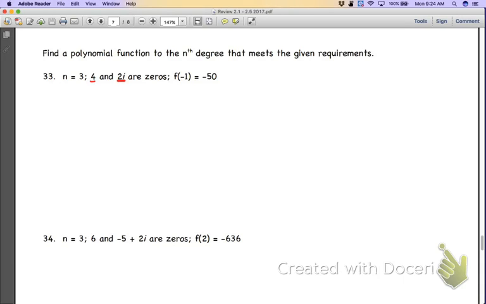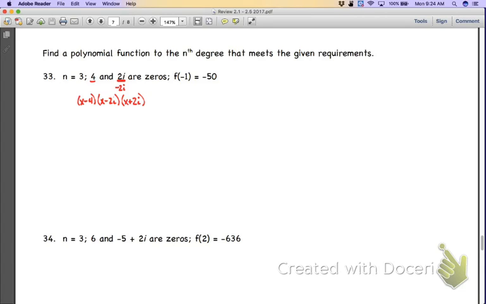So if you have a positive 2i, then that means you have a negative 2i, right? So I'm going to have x minus 4, x minus 2i, and x plus 2i. Now, I'm going to need to use that -1 and the -50 to figure out what a is, but I'll do that in a second.